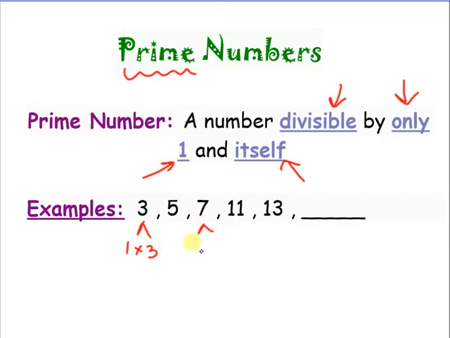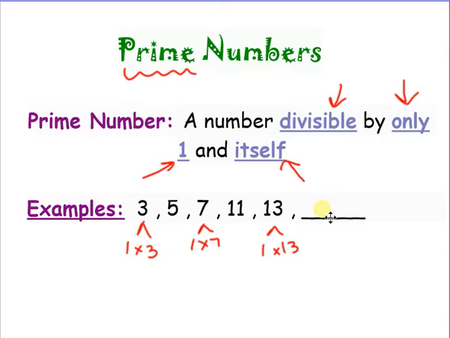Same thing for the number 7. The only way you get 7 is by 1 times 7 because 7 goes into it evenly and so does 1, but no other number. And same thing with the number 5, 11, and 13. The only numbers that go into those evenly are the number 1 and the number itself.